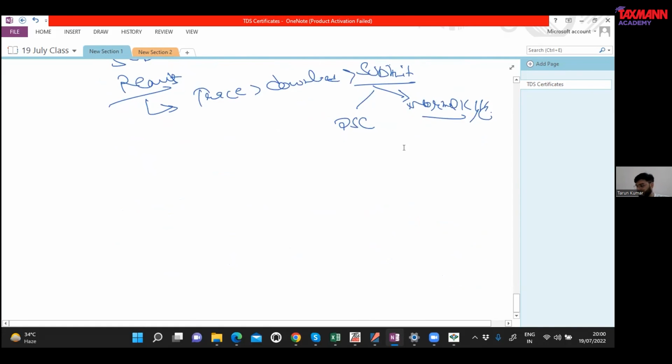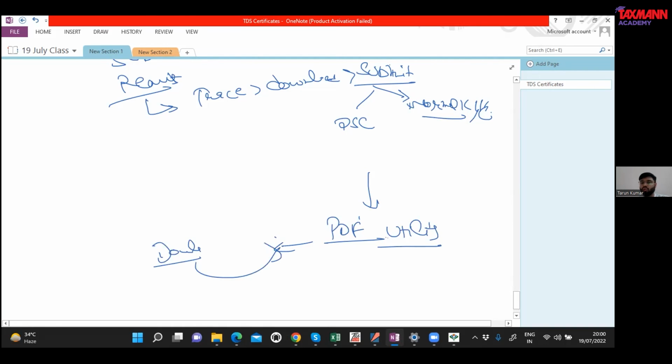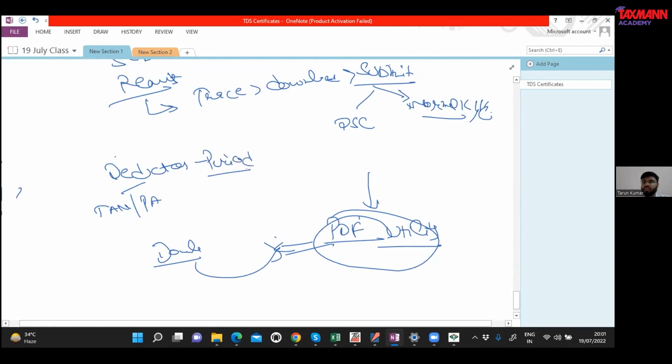Once the request is submitted, you need to download the PDF generation and extraction utility. Then you can click on the downloaded forms, and these can be extracted through that utility. So what details come on those certificates? Basically, they are the deductor details, the PAN, then the period for which TDS is deducted, what is the quarter, then the details of the deductee.